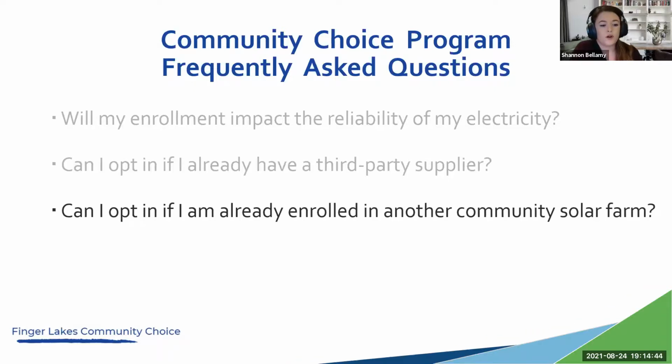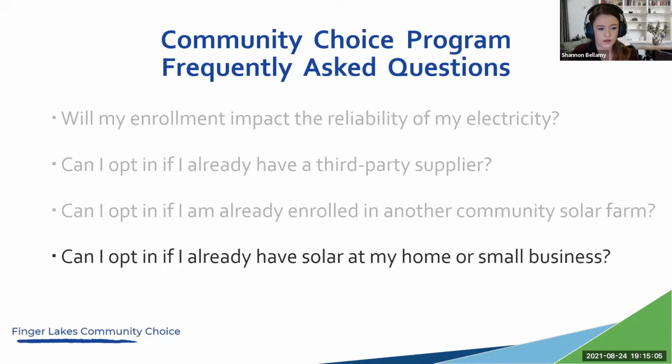Can I opt in if I'm already enrolled in another community solar farm? In order to do this, you would first need to leave the solar farm that you're currently participating with and join the town's program. That'd be up to you on which one you want to participate in. But yes, you can, you just have to leave the other one first because you can't be participating in two at the same time. Can I opt in if I already have solar at my home or business? No, unfortunately, you cannot do both, one or the other.